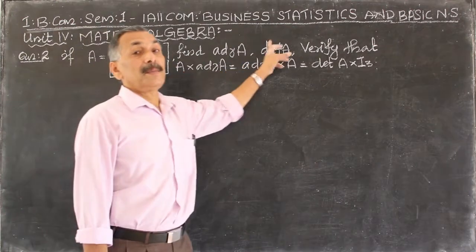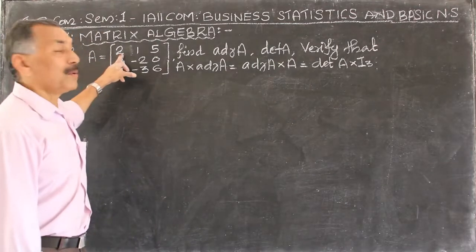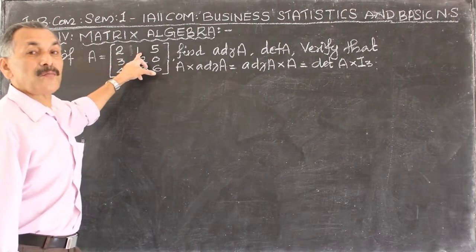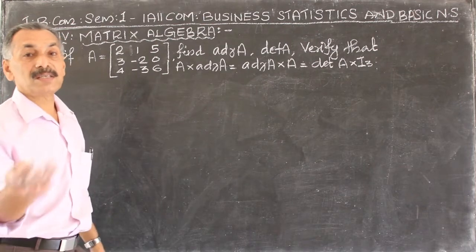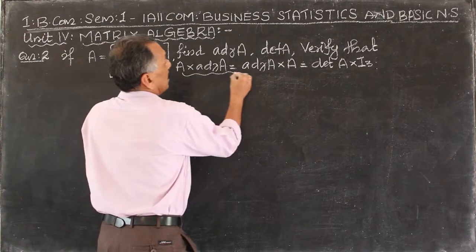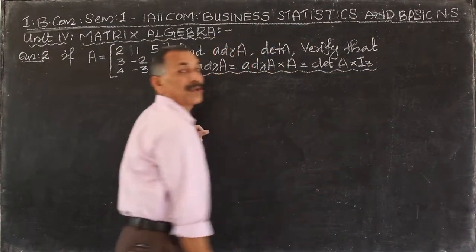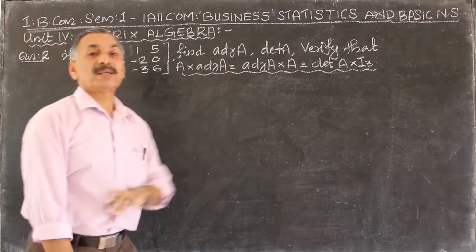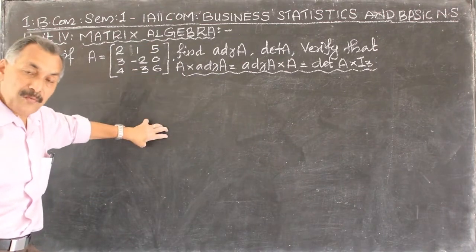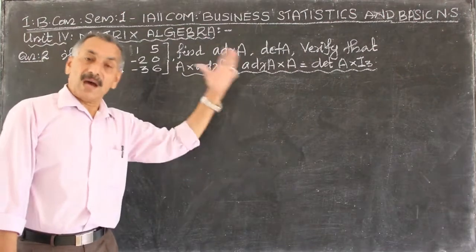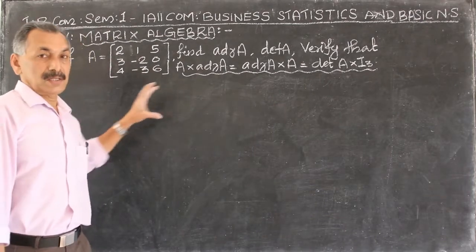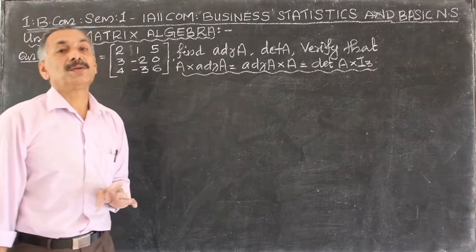Then find adjoint A. Then the determinant of A. What is determinant A? Take one row of A and its cofactors: 2 into cofactor of 2, 1 into cofactor of 1, plus 5 into cofactor of 5. Then we get determinant A. Then verify that, this is very important: A into adjoint A is equal to adjoint A into A is equal to determinant of A into I3, where I3 means the identity matrix of order 3. First you write all the cofactor elements in the cofactor matrix, then the transpose, then you will get the adjoint.